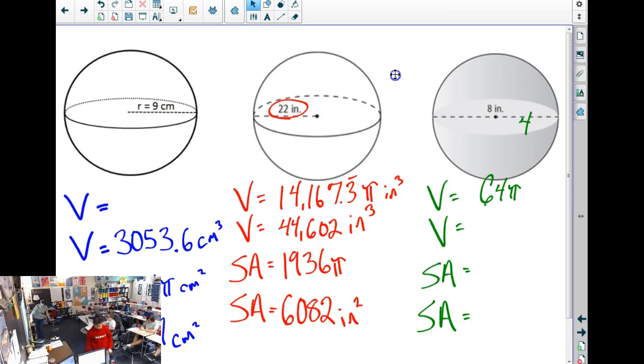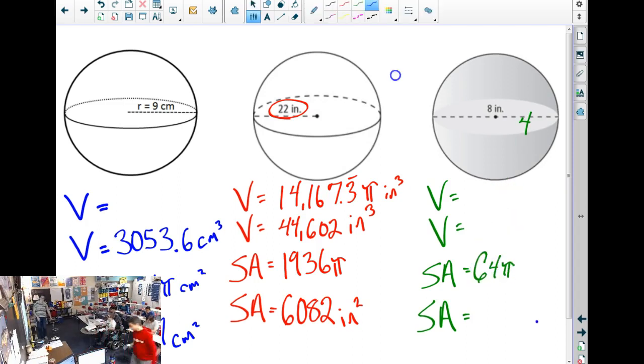Wait, wouldn't that be 128 by then? I got 128 now. For surface area or volume? Surface area. I got 128. Did you use 4 or did you use 8? I thought I used 4. So for surface area, it'd be r squared, right? 4 pi r squared. 16. I didn't use 8, but I don't know what I did.